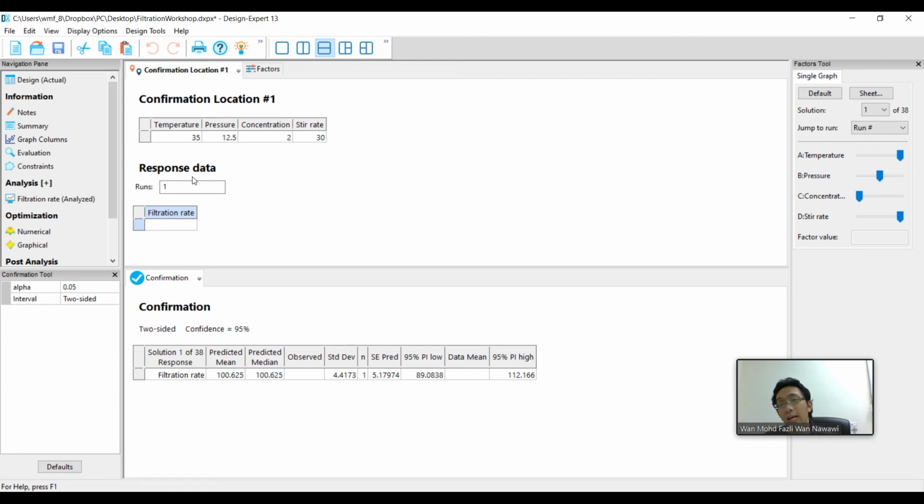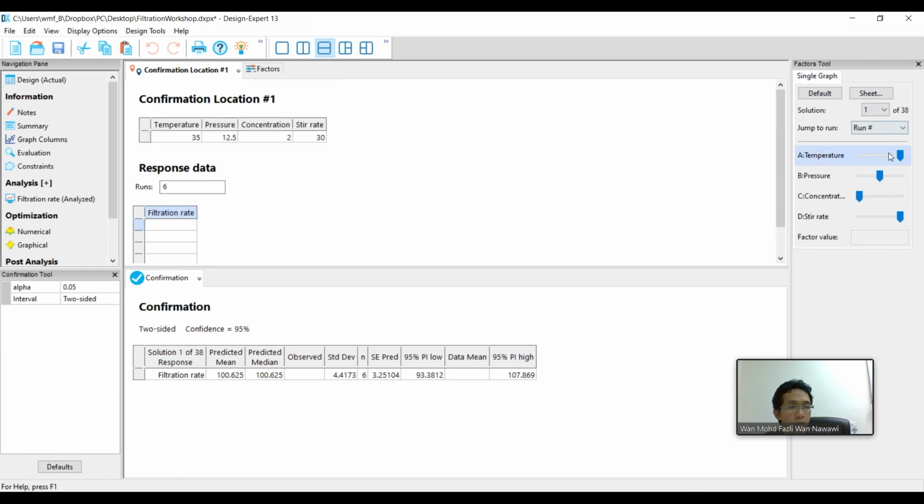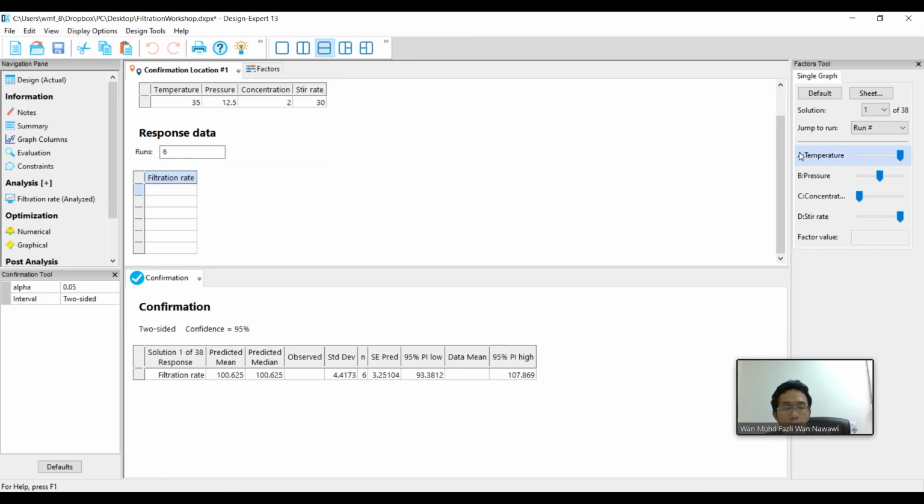So let's say you run 6 experiments, 6 solutions. You put 6 solutions here, and it will give you 6 places to put in your result. So let's say you run all the solutions, solution 1, solution 2, solution 3, and so on. Let's say I put solution number 1. This is a general idea: you lower this concentration, you raise the temperature, you raise the stir rate. This is basically the rough idea of solution number 1.